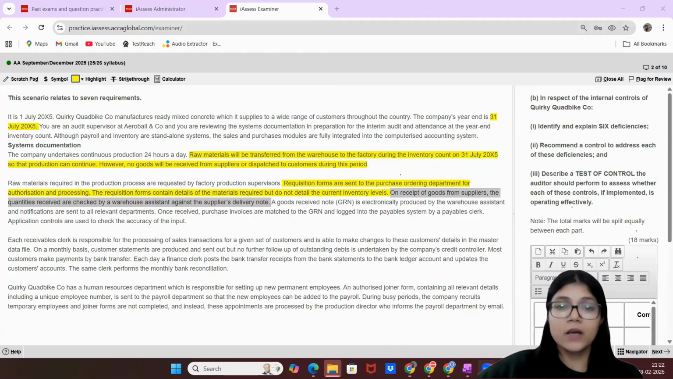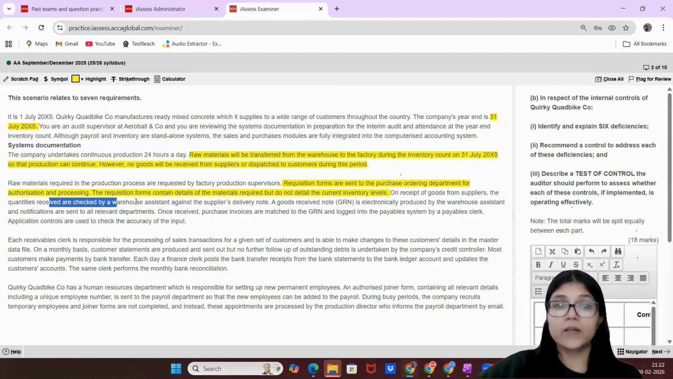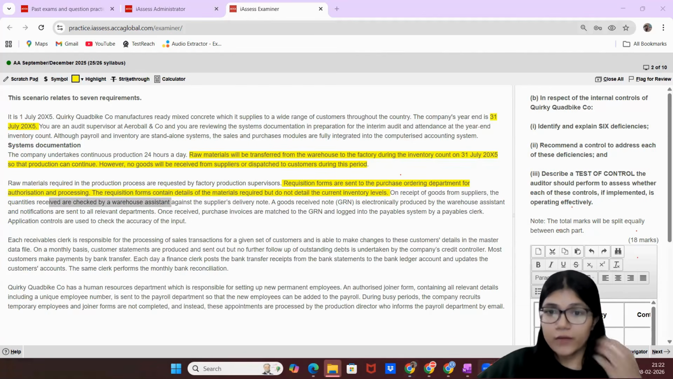They are saying that the quantity received is checked by the warehouse assistant. But what about the quality? Why are they not checking the quality also? What if we have received damaged products from the supplier? There's a situation wherein we can receive damaged products, which can impact our customer goodwill also, because they might receive damaged products from us, right? So that is the reason two issues are there in a single sentence.